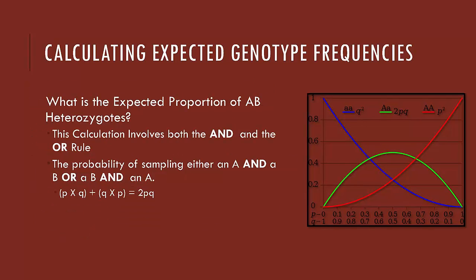Now, what is the expected proportion of AB heterozygotes? This calculation involves both the AND and the OR rule. It's the probability of sampling either an A and a B, or a B and an A. So this is P times Q plus Q times P, which can be simplified into 2PQ.